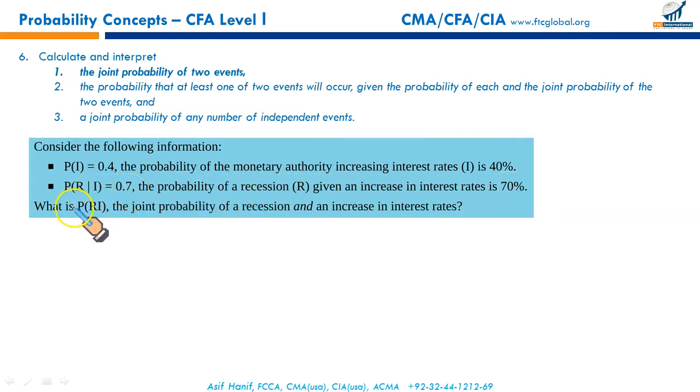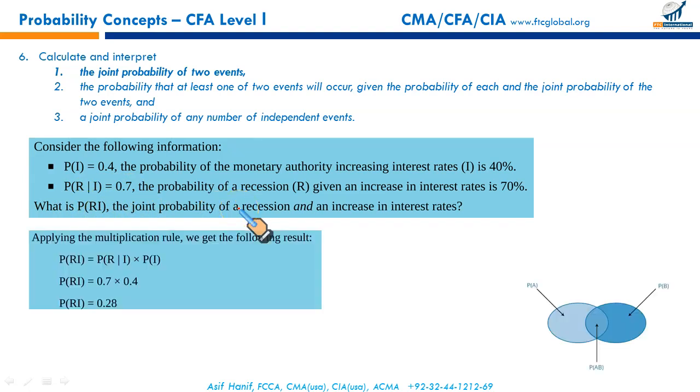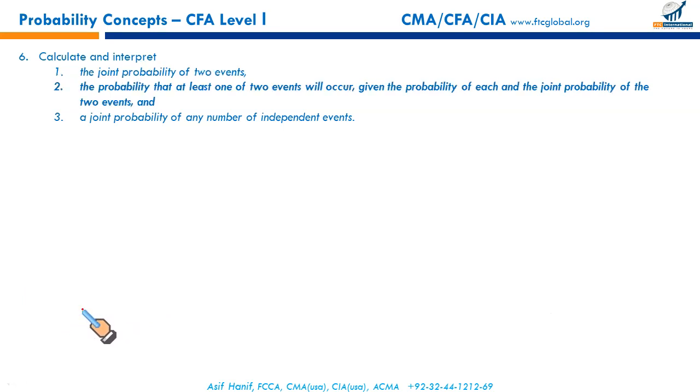So the probability of recession given an increase in interest rate is 70%, given as P(R given I) is equal to 0.7. What is the probability of R intersects I, R and I, the joint probability of recession and an increase in interest rates combined? So what we will do, same thing we just discussed a little while ago, probability of R intersects I is equal to probability of R given I multiplied by probability of interest rate increasing. So simply 0.7 times 0.4. So this is the probability of recession and interest rate joint. So that gives you 0.28 to be the correct option.